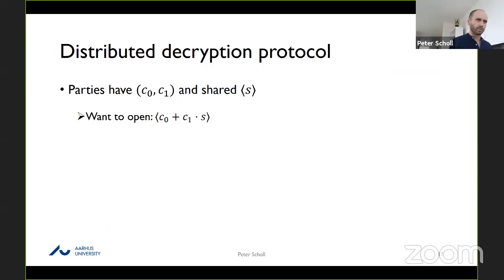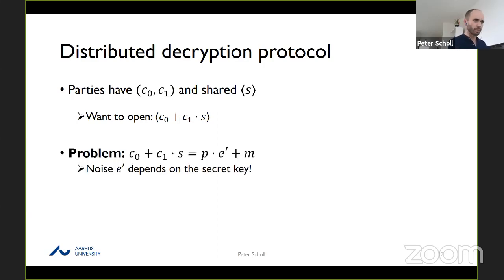Okay, so then the distributed decryption protocol. Let's suppose we have a ciphertext, which here is just an input level ciphertext. It hasn't been multiplied, and we want to decrypt it. Then the naive thing to do is, okay, we can just compute this linear operation in the secret key. We have shares of S, the ciphertext is public, and then we can open this. Now, the problem here, of course, is that when you look at this, we have this noise term, E prime here. And this noise actually depends on the secret key. And if no one knows the secret key, we don't want to reveal some information about this to the parties.